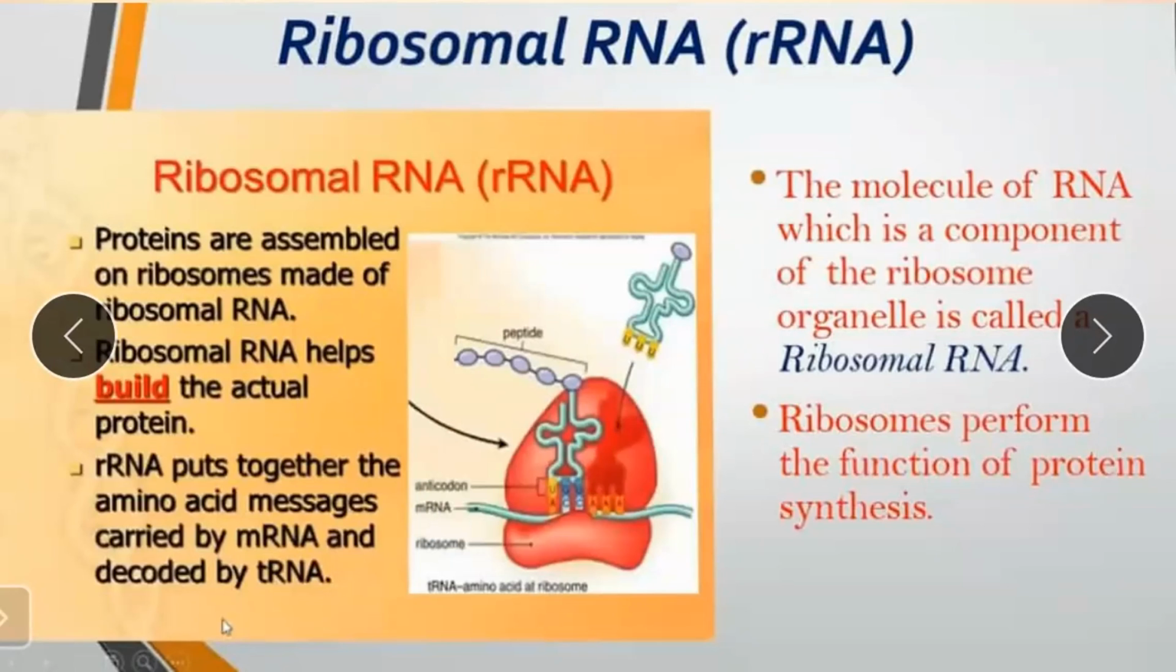Okay. So what is the function of this? Ribosomal RNA helps to build the actual protein. The actual protein is made by ribosomal RNA. And this RNA puts together the amino acid messages carried by mRNA and decoded by the tRNA. Okay. What is the main function of protein synthesis? It is done by ribosomal RNA only.